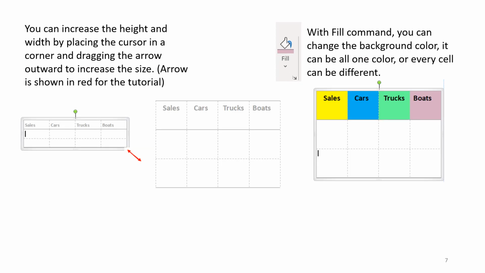You can increase the height and width by placing the cursor in a corner and dragging the arrow outward to increase the size. Arrow is shown in red for the tutorial. With the Fill command, you can change the background color. It can be all one color or every cell can be different.